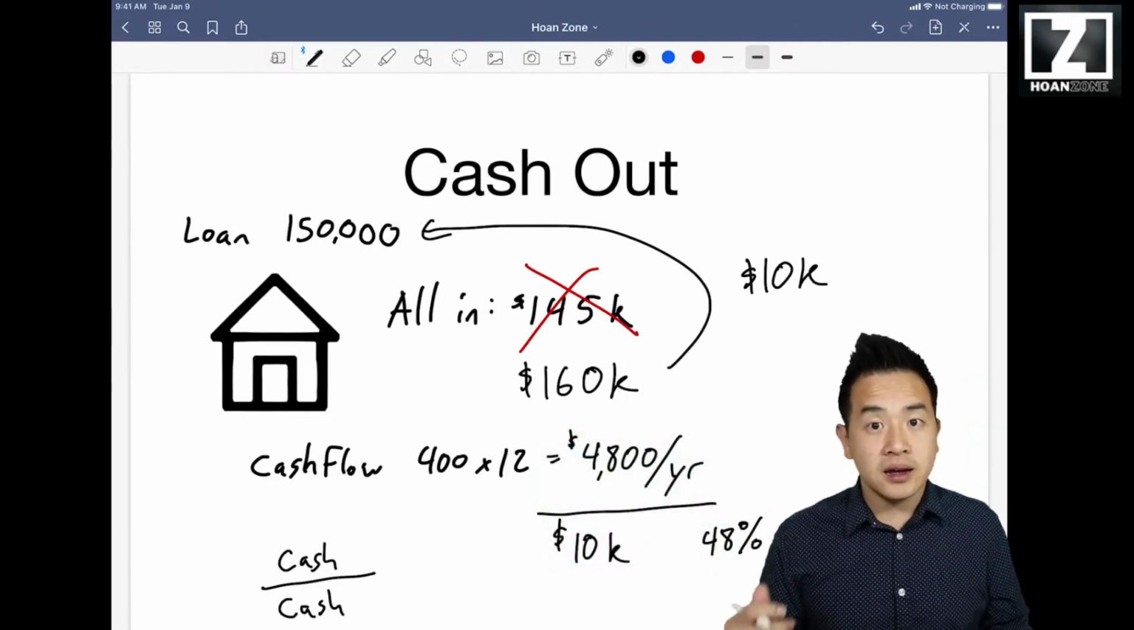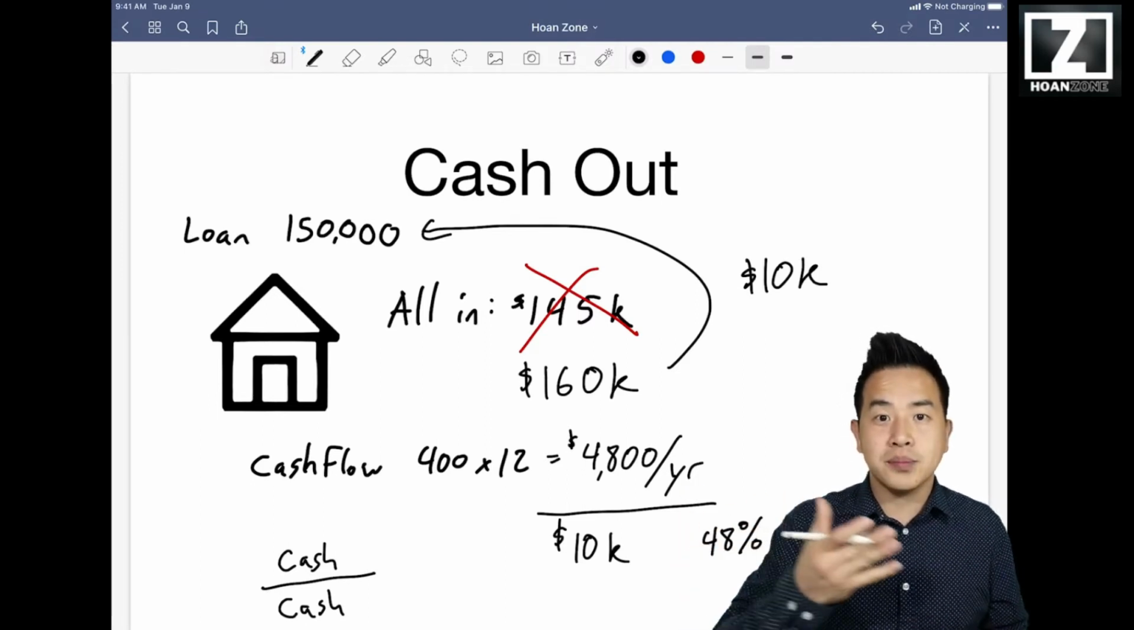Is 48% a good return for you per year? For most people, that's a yes. You have to decide, but I think it's pretty good.